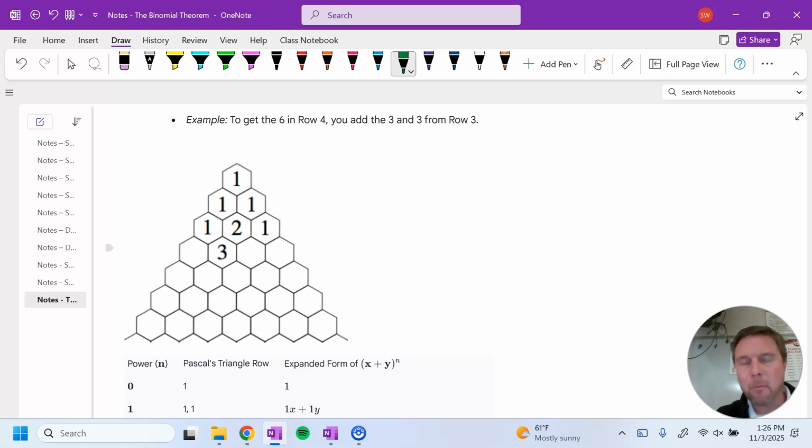You might be like, okay, well then what happens? You always start with a 1, and you always end with a 1. But then the middle numbers are always found by adding the two numbers directly above them. So 1 right here plus the 2 equals a 3. This missing spot right there would be the 2 plus the 1 to equal a 3. And that right there would be row number 3.